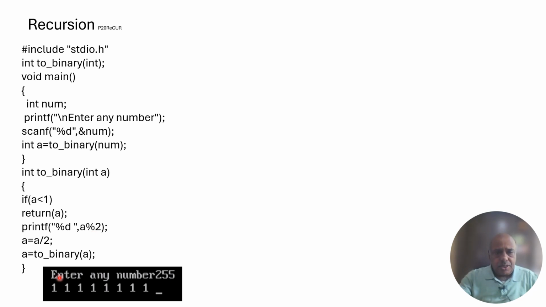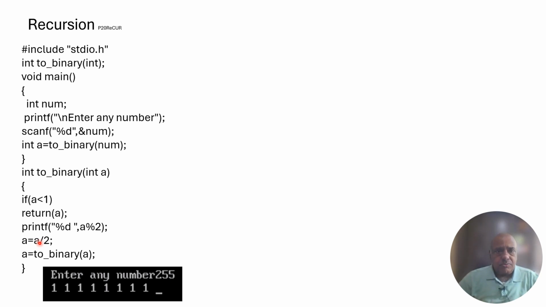Then we divide a by 2 and again send that value of a to the binary function, and again the binary function returns the value to a. So in this way what is happening? A is consecutively being divided by 2 and also the modular division is taking place, and the result of the modular division is being displayed by the printf statement.